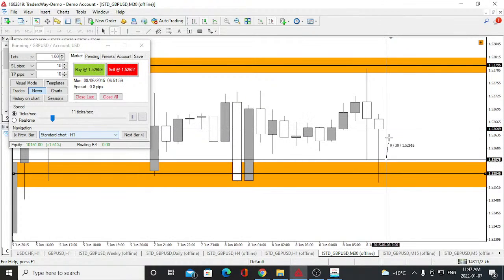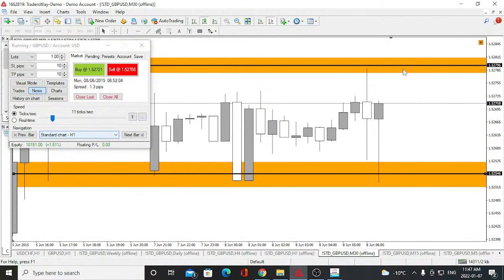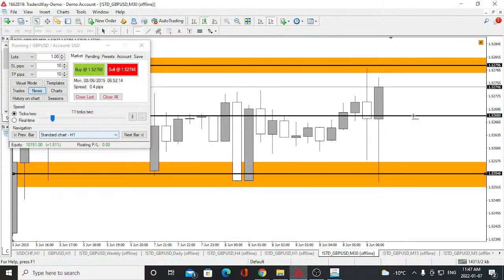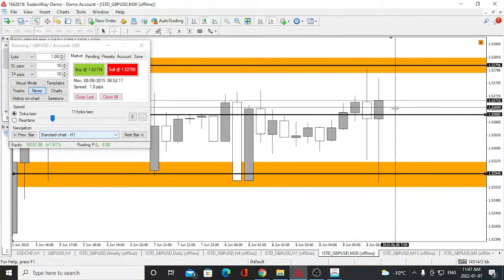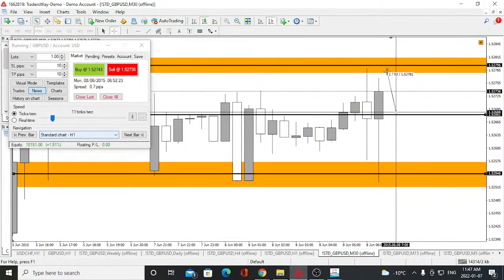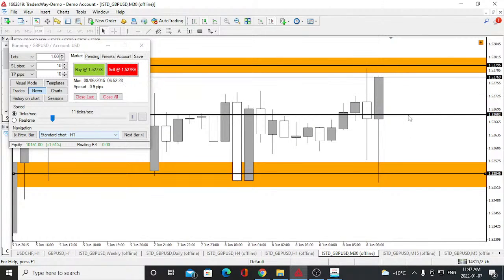So right here, as it retraces the whole 10, I closed my trade. And look at that, I'm out of the trade right here, and look what it does afterwards. This way you don't hold your losses. Close your losses as soon as possible.